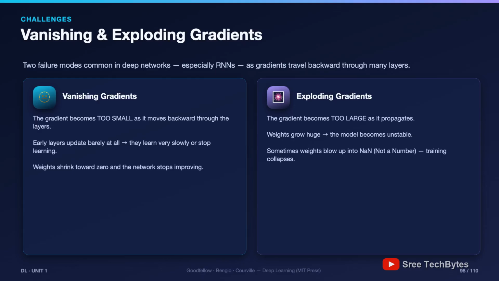The fixes, as an exam-ready list: gradient clipping, cap the gradient's size; better weight initialization; ReLU activations instead of sigmoid and tanh; and dimensionality reduction, especially common in recurrent networks. A story Unit 5 will tell properly.